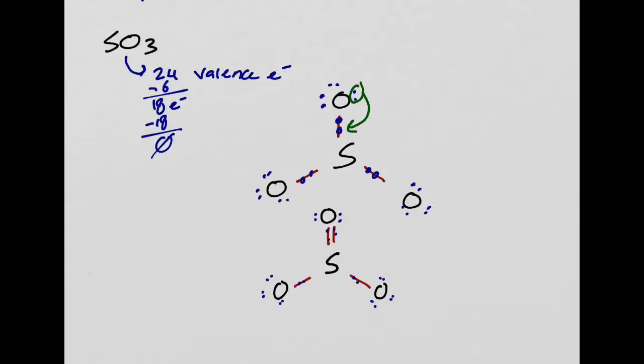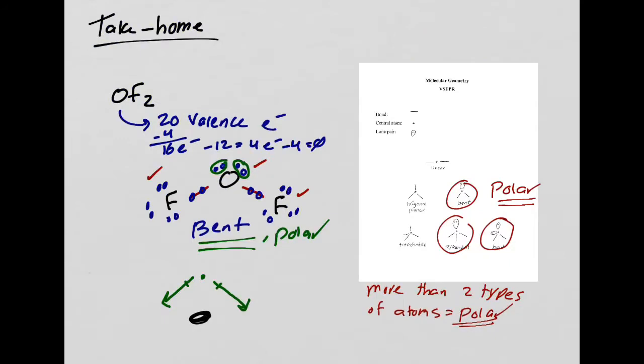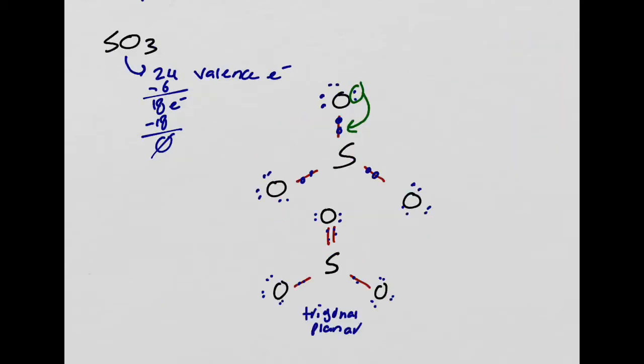Again, trigonal planar. Don't worry about the double bond. It's not going to affect the shape. It affects the bond length, but not the shape. Is this polar or non-polar? I'm going to come over here. Trigonal planar is a non-polar geometry.